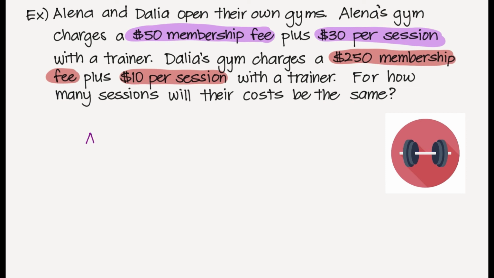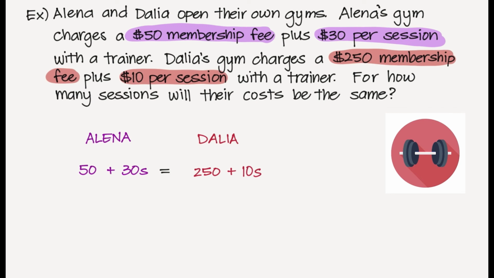So this is a fairly straightforward problem. Let's just start by talking about Alina and what hers would cost. It's going to cost the membership fee, which is $50, plus $30 per session. So 30 times, we'll say S for session. And we want to know, when is this equal to Dahlia's charges? So for Dahlia, her membership fee was $250 plus $10 per session.